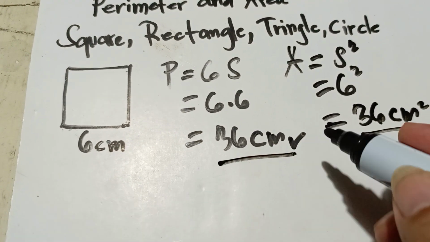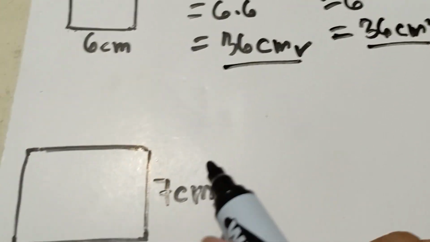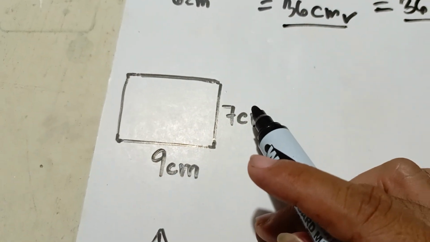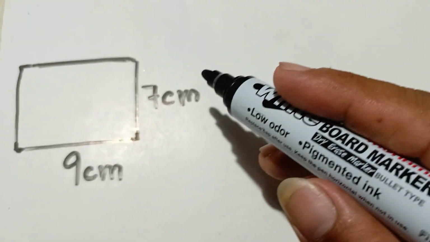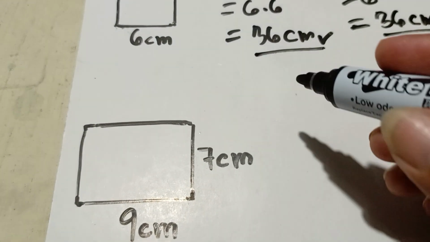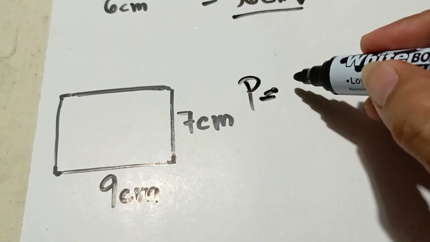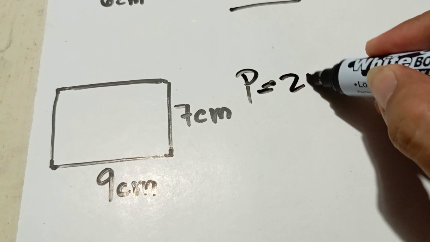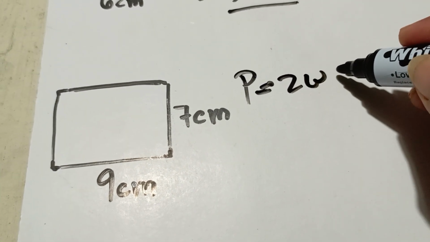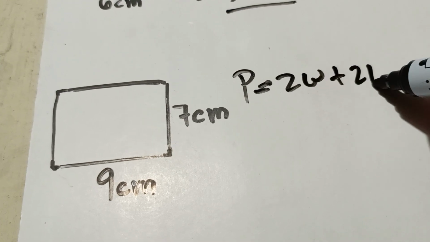And guys, so square, next is rectangle. Perimeter is equals two width plus two length.